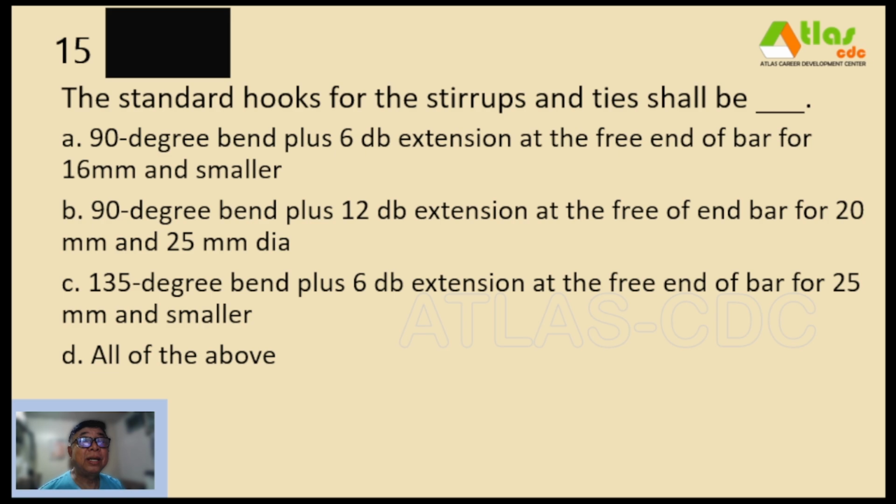Number 15. The standard hooks for the stirrups and ties shall be blank. A. 90-degree bend plus 6 dB extension at the free end of bar for 16 mm and smaller. Letter B. 90-degree bend plus 12 dB extension at the free end of bar for 20 mm and 25 mm diameter. And C. 135-degree bend plus 6 dB extension at the free end of bar for 25 mm and smaller. And letter D, all of the above.